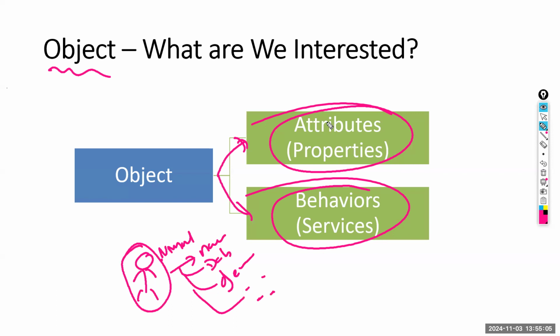So those are attributes or properties of that object. Then there are behaviors of that object. For example, Nimal can run, Nimal can laugh, Nimal can talk. Those are the behaviors of that object. So when we look at an object, we are interested in both attributes and behaviors of that object.